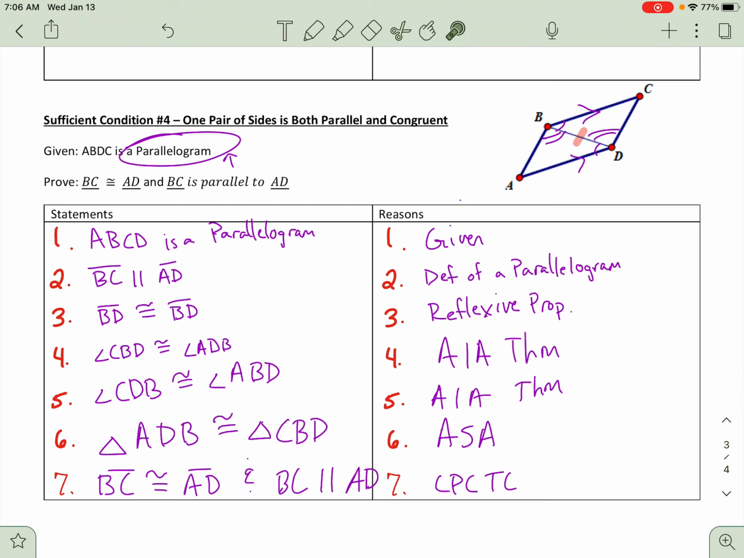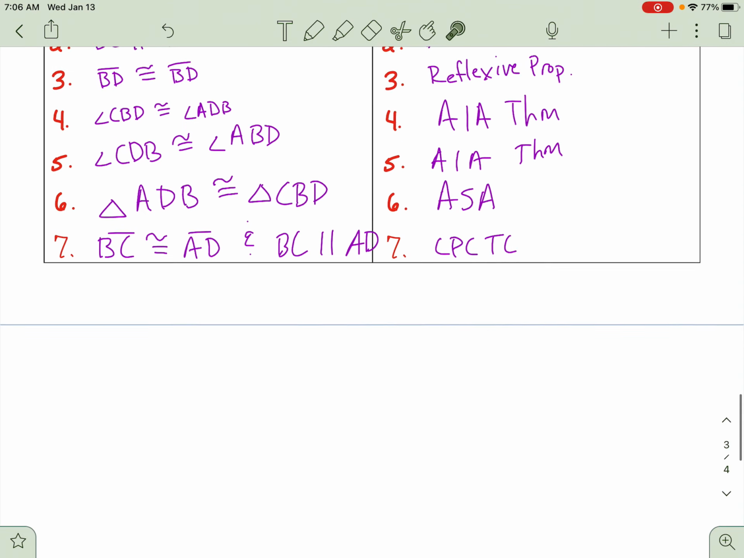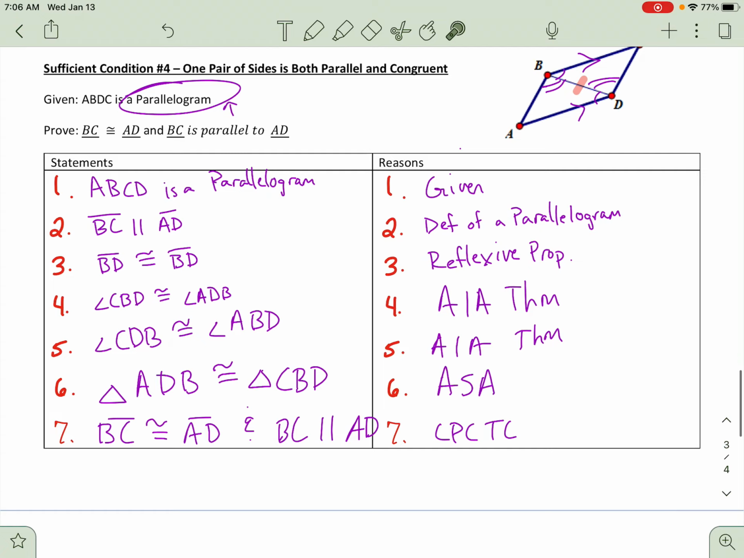So what did we prove here? We proved that a parallelogram not only has parallel sides, but also that one pair of sides is both parallel and congruent. Okay, that's it for the notes.